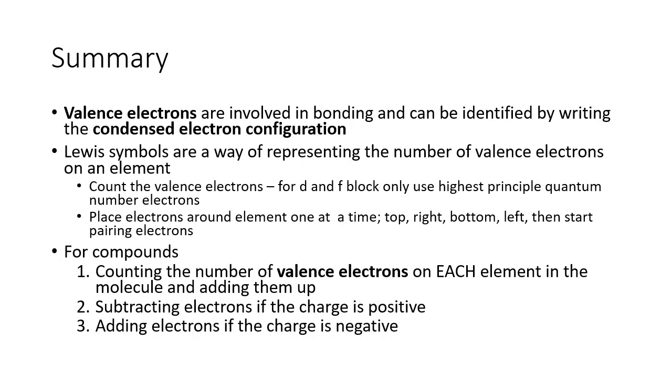All right, so in summary, valence electrons are involved in bonding and can be identified by writing the condensed electron configuration. Lewis symbols are a way of representing the number of valence electrons on an element. You count the valence electrons. For the d and f block, you only use the highest principal quantum number electrons, and you place the electrons around the element one at a time, top, right, bottom, left, and then you start pairing them. For compounds, you count the number of valence electrons on each element in the molecule and add them up. You subtract electrons if the charge is positive, and you add electrons if the charge is negative.